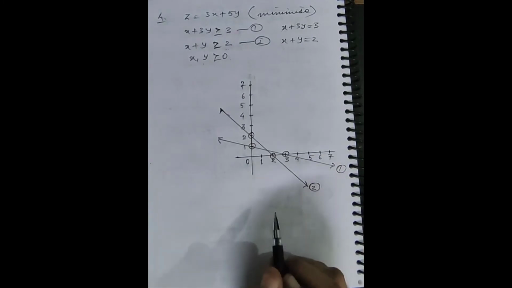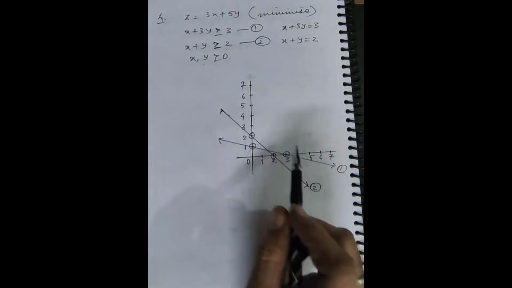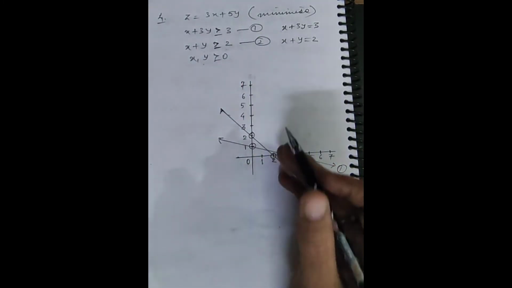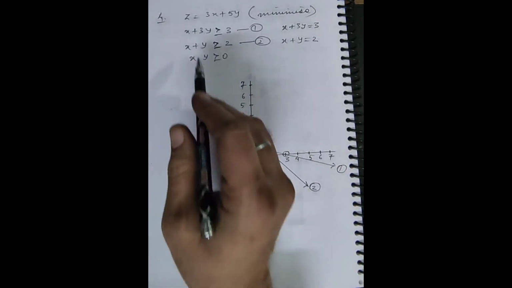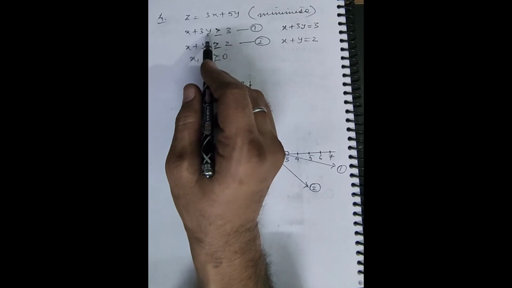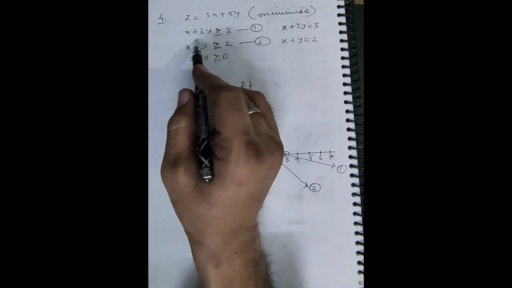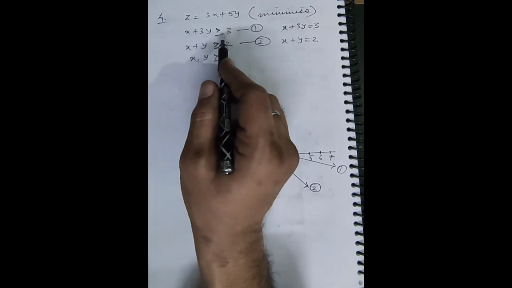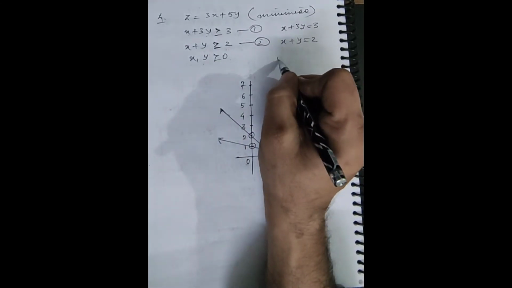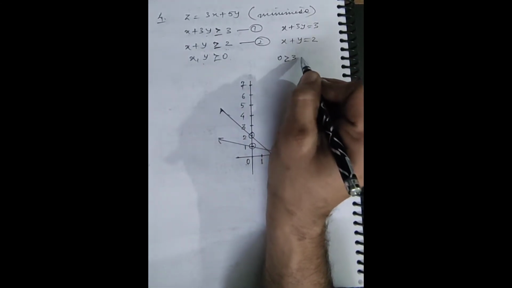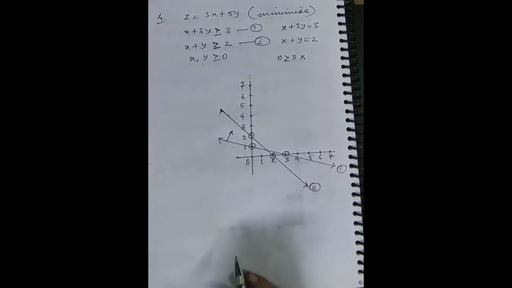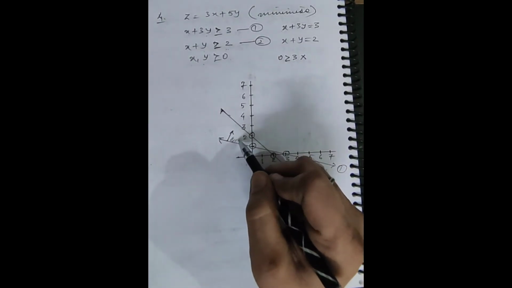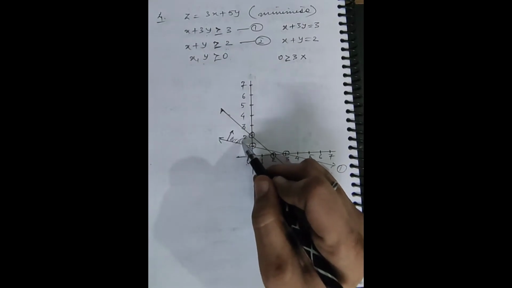Now it comes to shading. With respect to the first straight line, I will check with respect to the origin 0, 0. If I put 0 in place of x and y both, the left-hand side is 0, and 0 is greater or equal to 3, which is not a correct statement. That's why we have to go opposite to 0. We have to shade opposite to 0 for the first one.